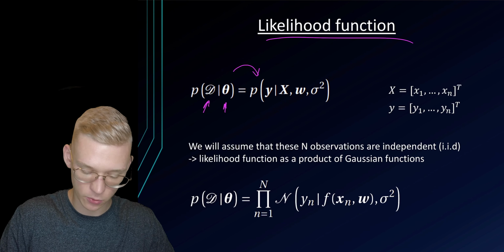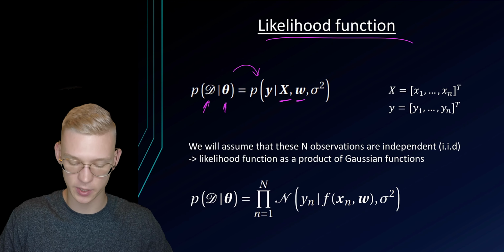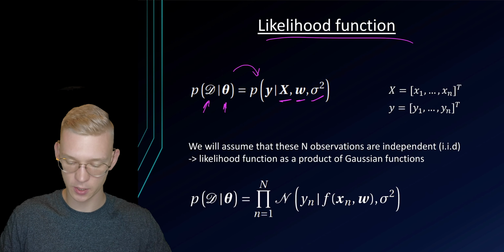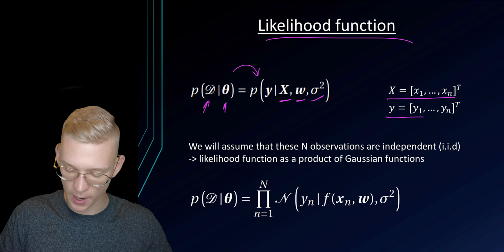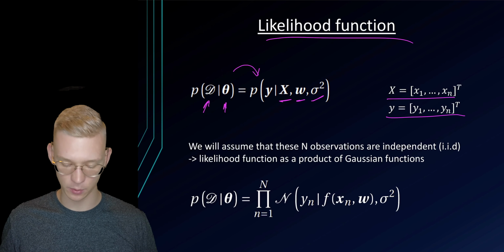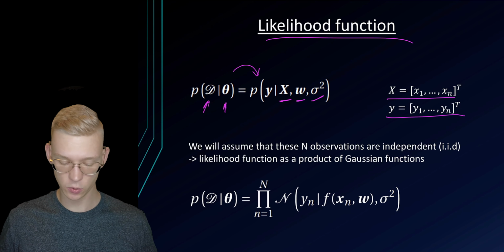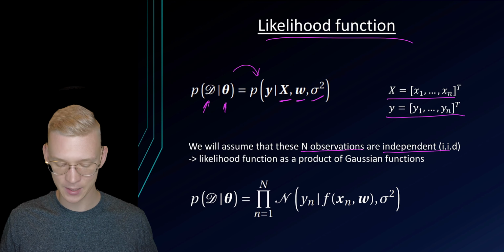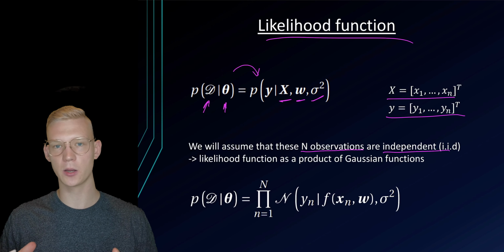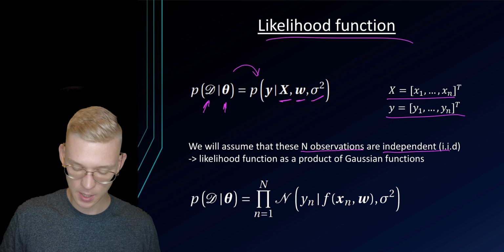And if we write that out, our parameters are x, our inputs, our w's, and our sigma squared, where x is just a vector of our inputs and y is a vector of our labels. What we must assume now is that our observations are independent and identically distributed. So they are not correlating to each other. They're not dependent on each other.